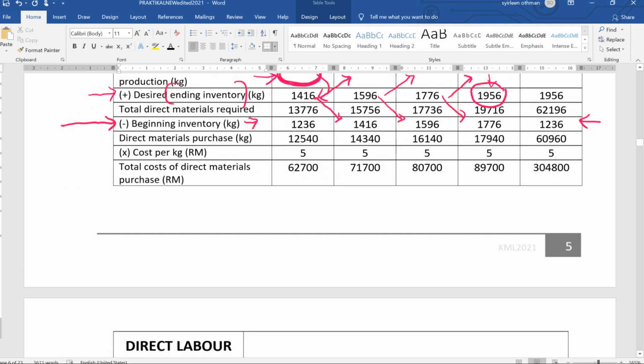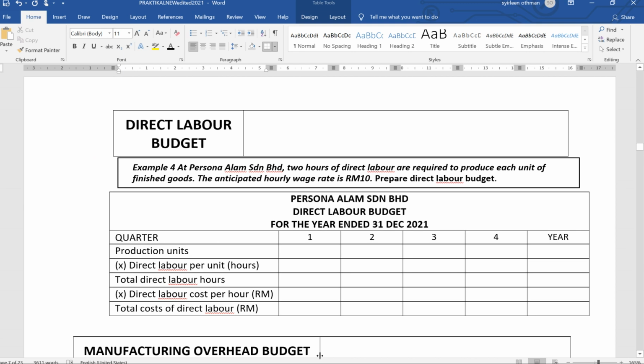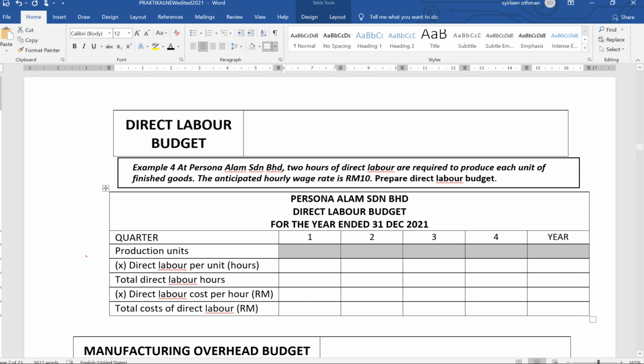Okay, and then next we go to direct labor. Okay, direct labor is very easy. Okay, it just depends on the production unit and the wage rate per hour. Okay, so kalau awak tengok dekat sini, alright, persona Alam Sdn Bhd, okay, for every finished units or finished goods, the labor required is 2 hours. Okay, and the wage rate is 10 ringgit per hour. So we are supposed to prepare the direct labor. So we need to have the information on the production unit.